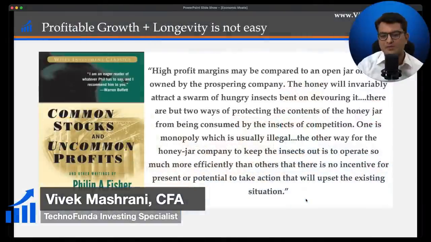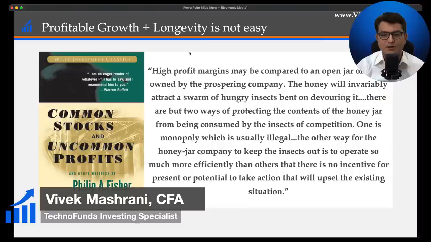So the idea of the investing process should be to find such businesses where you can compound for a long time and you are protected by some kind of advantages, some kind of moats around your business. That is the key to it. So let's go deeper into it and let's learn from Philip Fisher. He has beautifully explained this entire honey example with hungry insects or bees coming up.